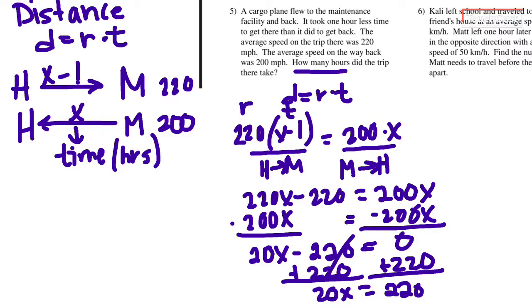So notice now if I divide through by 20 to get rid of the 20 in front of the x, I will be left with x is equal to 11. And then we look back at our problem, and here's x, so this is equal to 11. And since it's in hours, we can say 11 hours. And that was for the flight back.